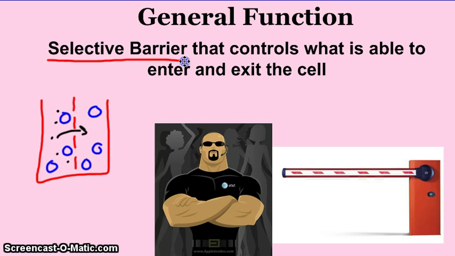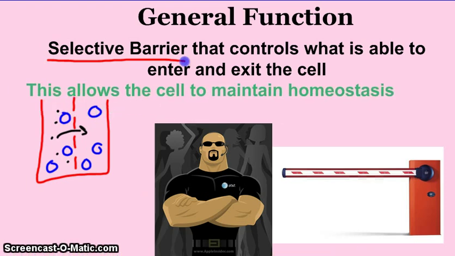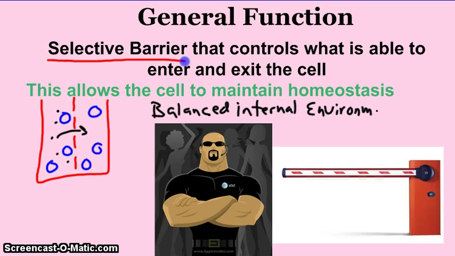And this is important because it allows the cell to carry out one of those 8 characteristics of life that we discussed at the beginning of the year. It allows the cell to maintain homeostasis, or to have a balanced internal environment. Okay? That is the definition of homeostasis.